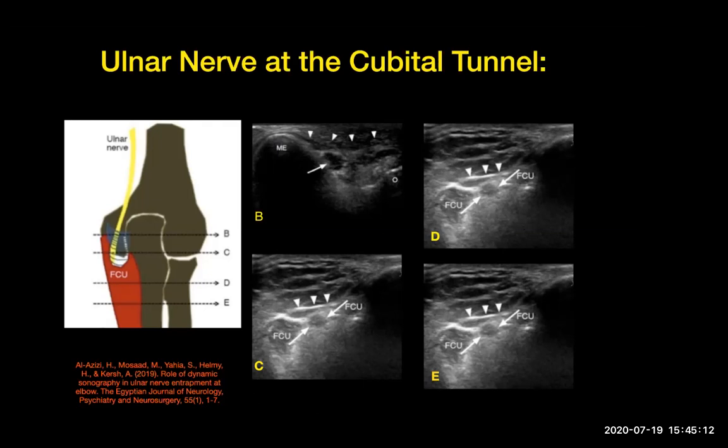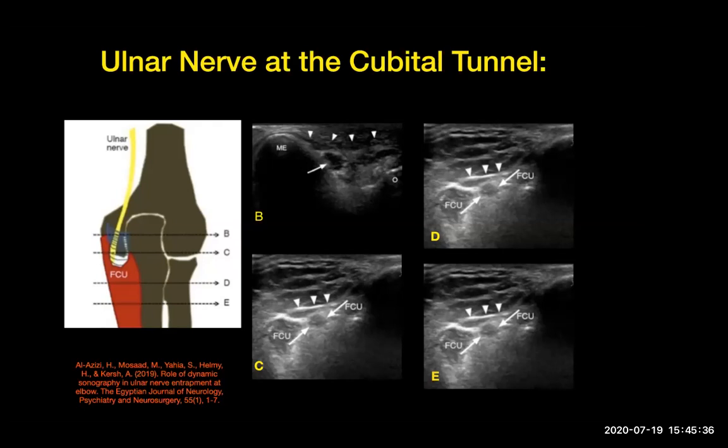So let's say at the level of letter B, it's just the entrance of the cubital tunnel. So you can see the nerve covered by the Osborne retinaculum, as we say it. Okay, it's a piece of soft tissue structure that prevents the ulnar nerve from going out.